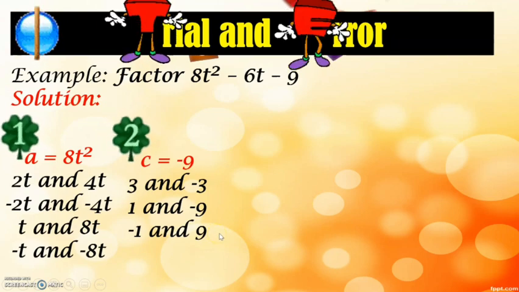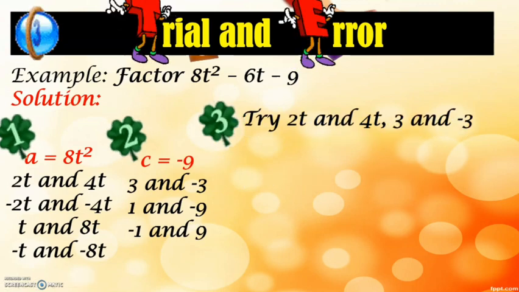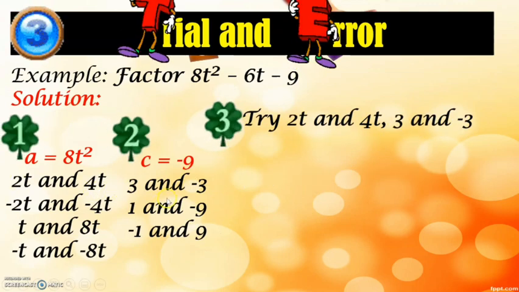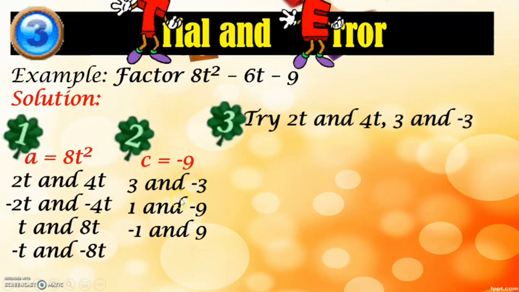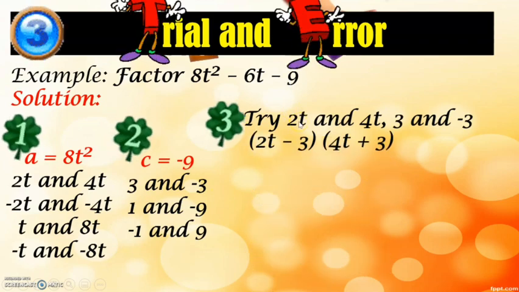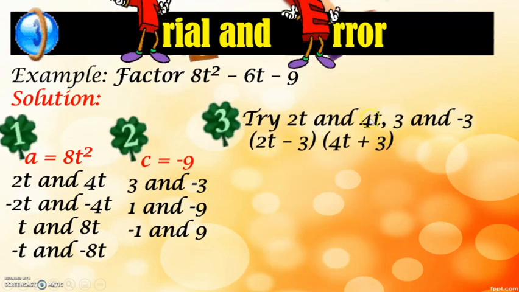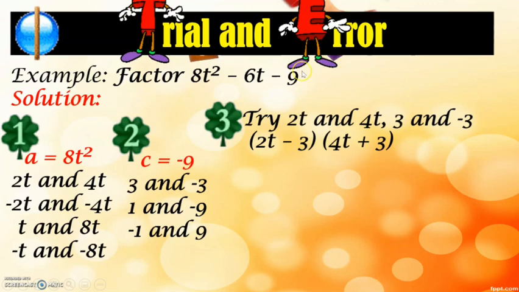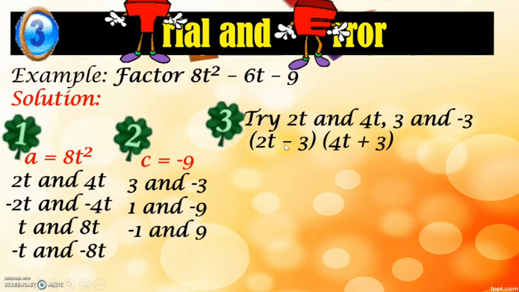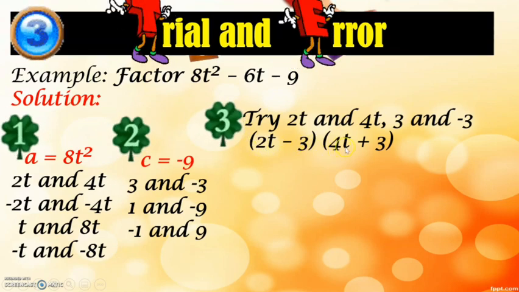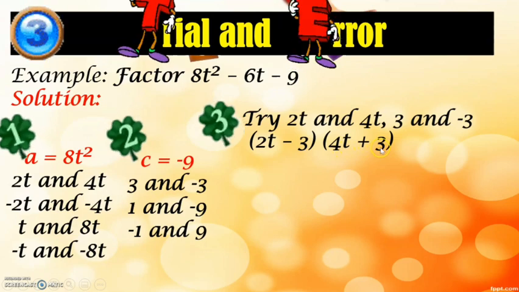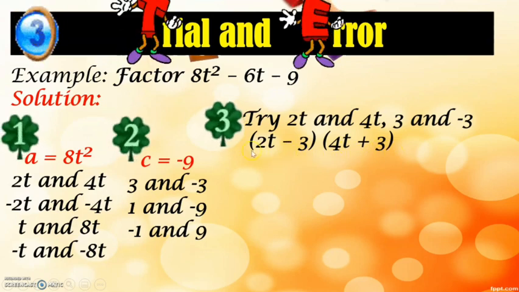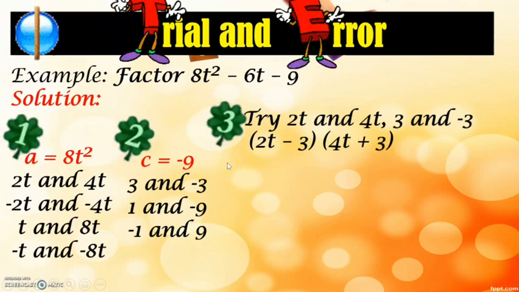So in this case, I will be mixing and matching 2t and 4t, 3 and negative 3. And I will combine 2t with negative 3, 4t with positive 3. So I have now the binomials 2t minus 3 multiplied by 4t plus 3. So let's multiply the factors using FOIL method.